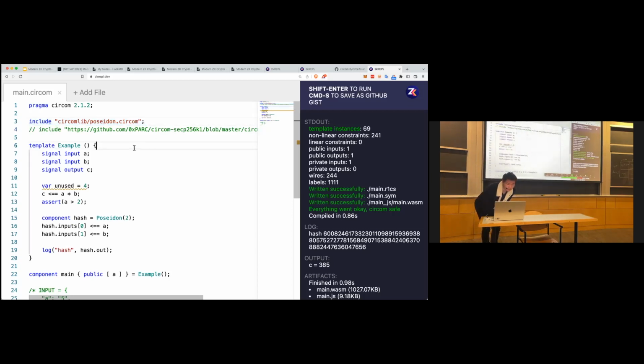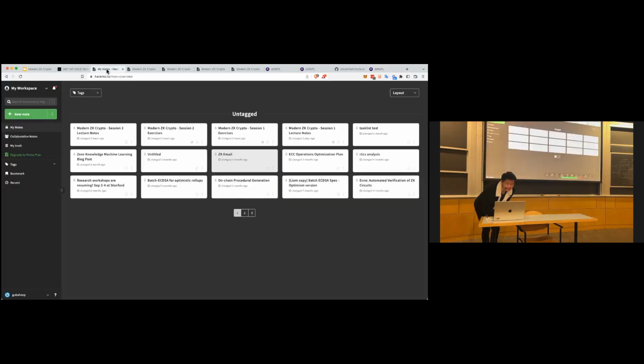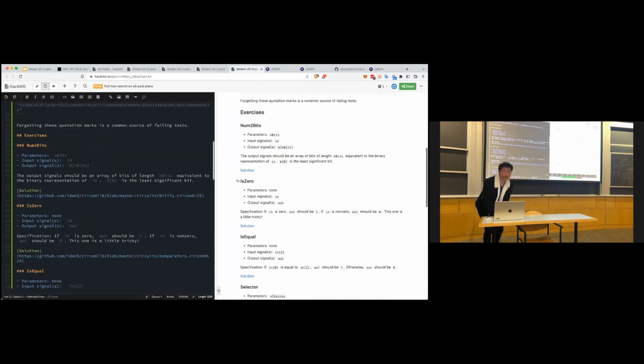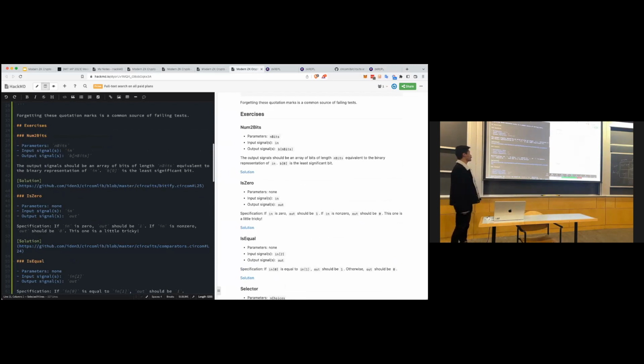The other thing that I'll mention for today is that the exercises for this session: we've just done Num2Bits, but the exercises involve writing circuits for other really common operations. These are things that are really, really low level. One thing that you have to do is figure out how to write IsZero, which is a circuit that outputs 1 if the input is 0 and 0 otherwise.